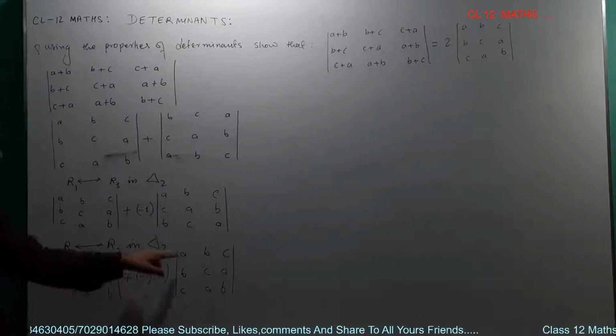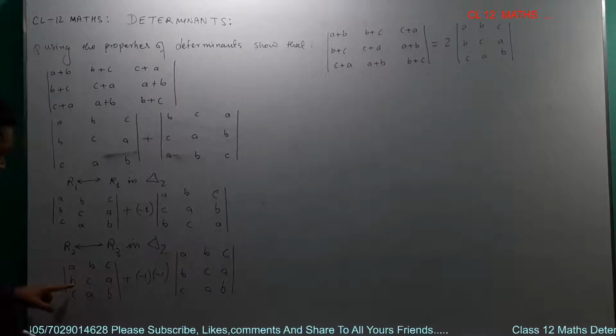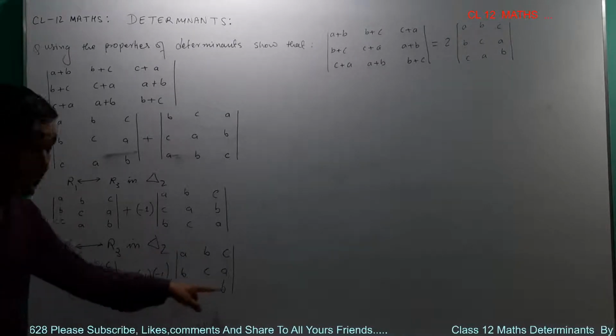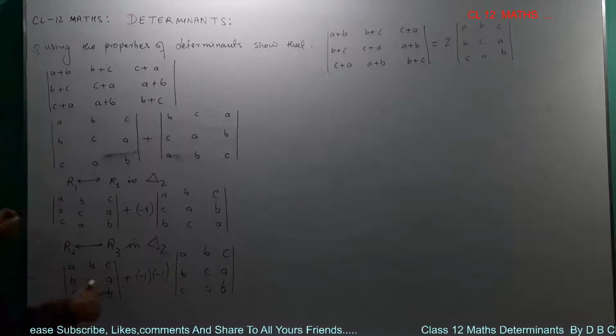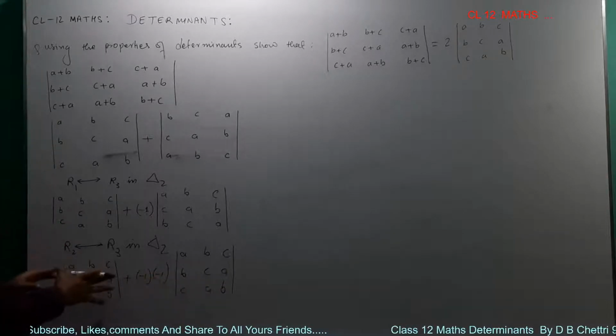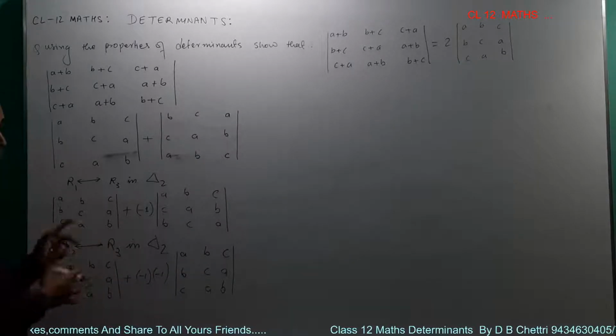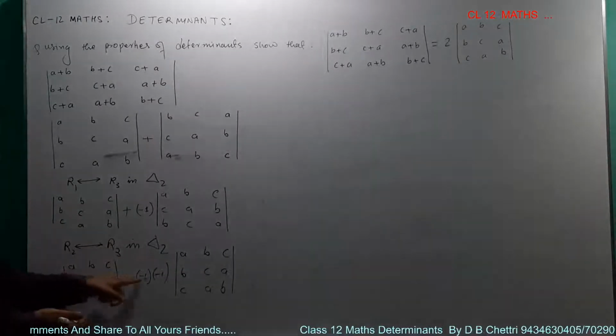A, B, C, A, B, C. B, C, A, B, C, A. C, A, B, C, A, B. That means minus minus plus. If both the terms are the same, A plus A is 2A. Apple plus apple, 2 apples. That means minus minus plus.